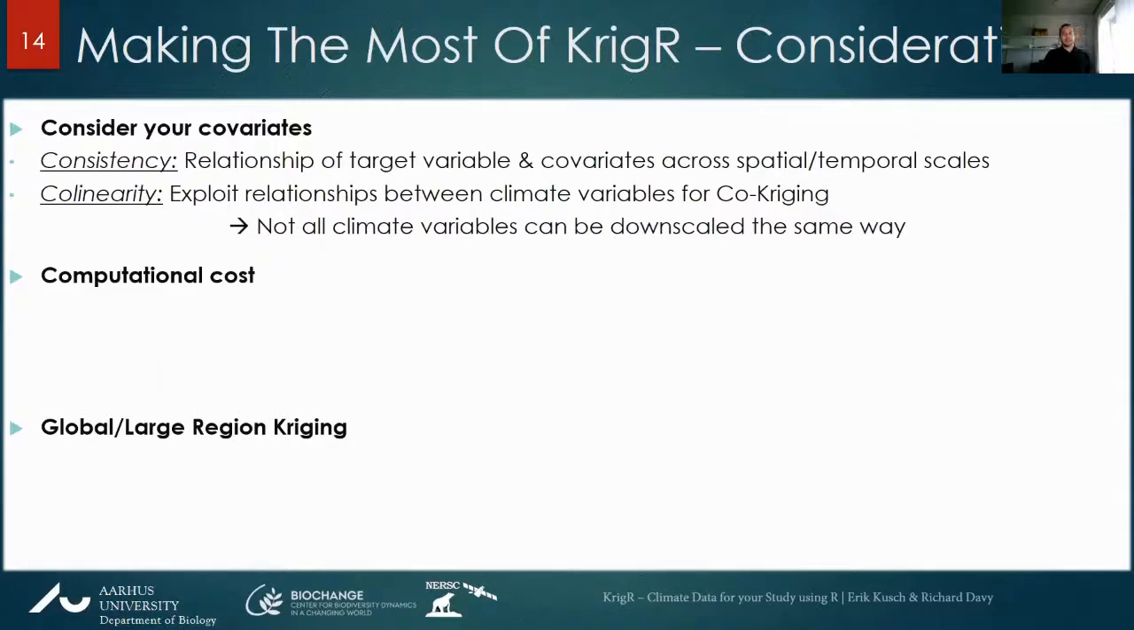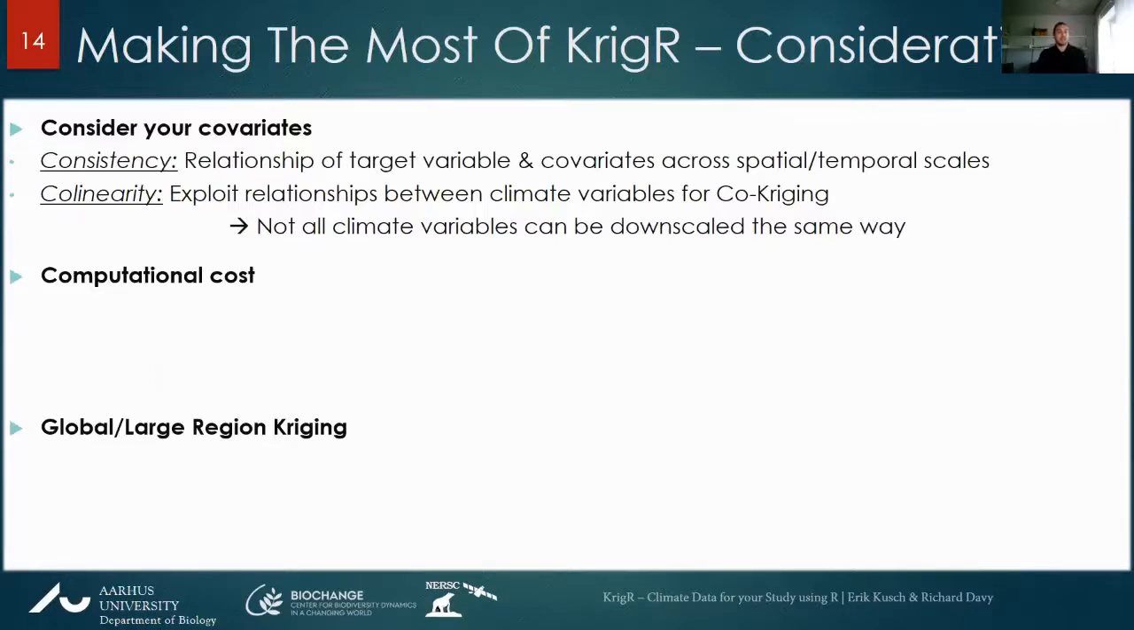First of all, there is consistency, meaning we have to make sure that the relationship of our target variable, which we want to downscale, and the covariates of our choice to downscale with are consistent across spatial and temporal scales that we are interested in. Otherwise, the result will be nonsense. The download will still work fine, but the actual KrigR won't be the best.